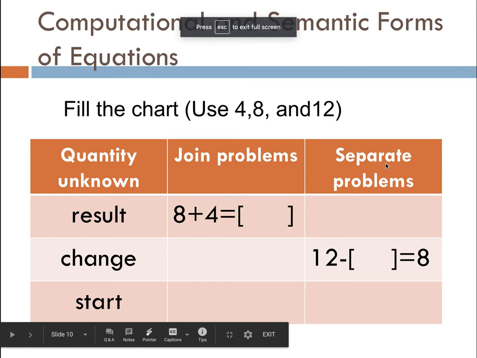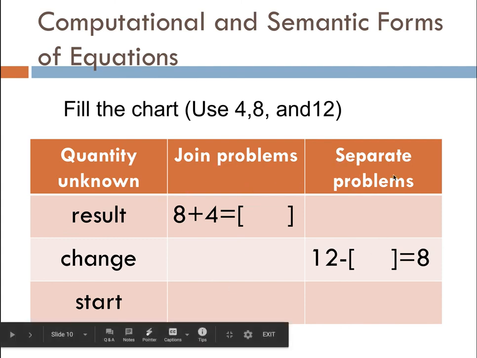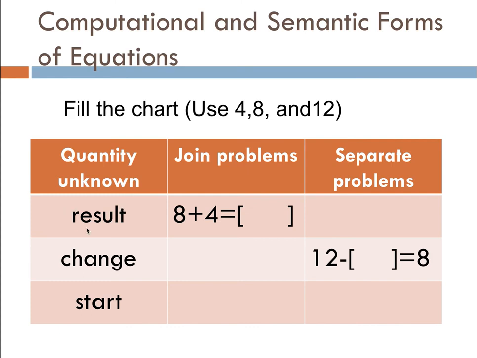Okay, so here is the chart that you can use with 4, 8, and 12. And here we're going to talk about computational and semantic forms of equations. So when you have joining problems or separating problems, the result is something that you have to find because that's unknown. You can put a join problem like a plus 4. You can do a plus 4 equals something. That result should be 12. How about a separating problem?